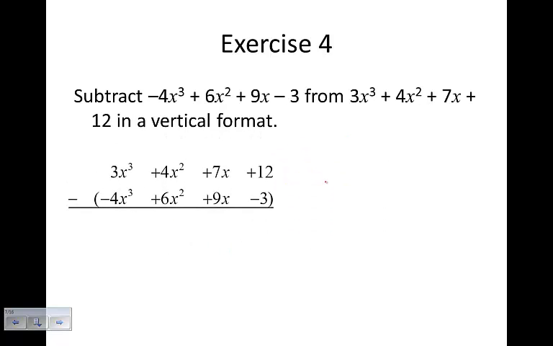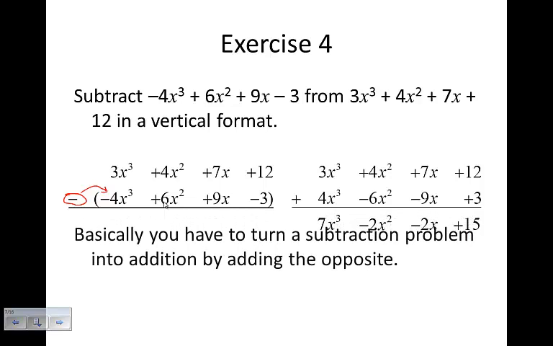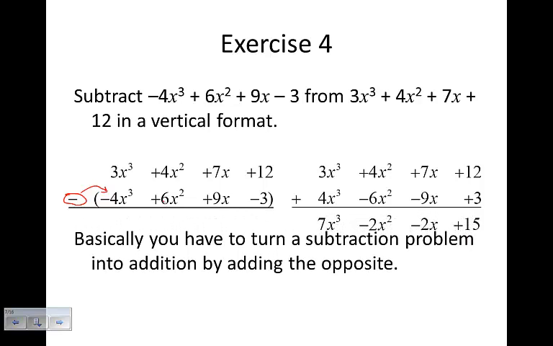Again, we place everything over, and then again, remember this minus sign here is going to go into everything. So that's going to go into all of the first subtractions and additions to the next one. So doing that would change things. Now we would go ahead and add all of them together. So we'd have 7x cubed minus 2x squared minus 2x plus 15. Okay? Basically, you have to turn a subtraction problem into an addition by adding the opposite.